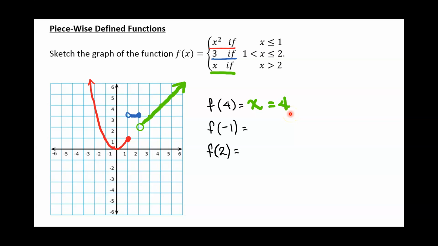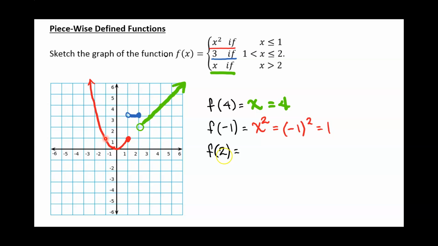All right, look at another one of those, f of negative 1. Which piece would I use for negative 1? Is negative 1 less than or equal to 1? Is it between 1 and 2, or is it greater than 2? Well, negative 1 is less than or equal to 1, so that means that I'm going to use the red equation, x squared. So f of x is equal to x squared. They told me to find f of negative 1, so remember that means put negative 1 in the place of x in the function. That would be negative 1 squared, or positive 1. Sure enough, if I come over here to (-1, 1), there it is right there. So again, algebraically and graphically, I'm getting the same answer.